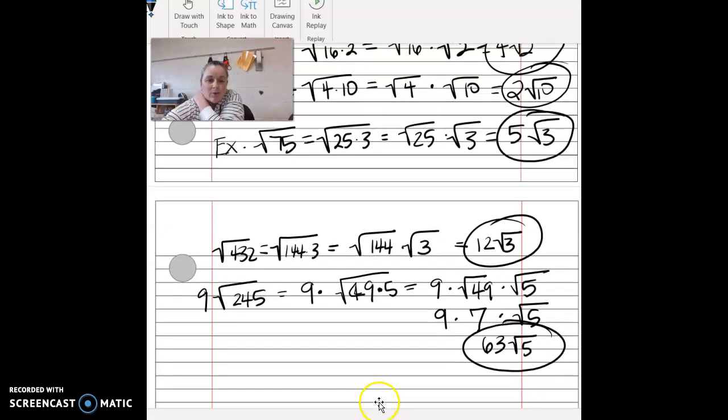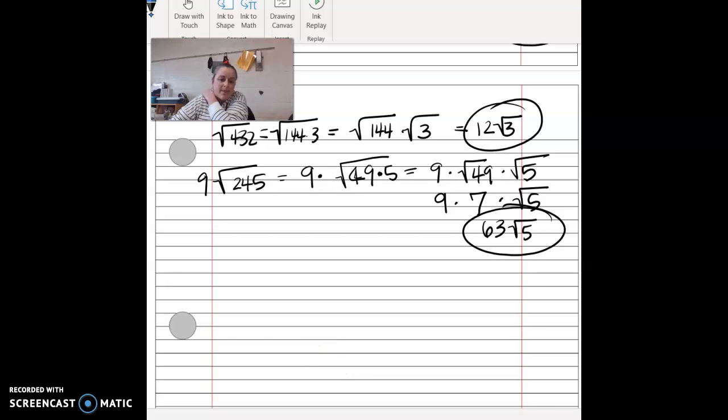Let's try one more. We have 2 times the square root of 49. All right, so if I did 2 times the square root of 49, is that a nice perfect square? Oh, it is. It's 7. So I could rewrite that as 2 times 7, which is 14.